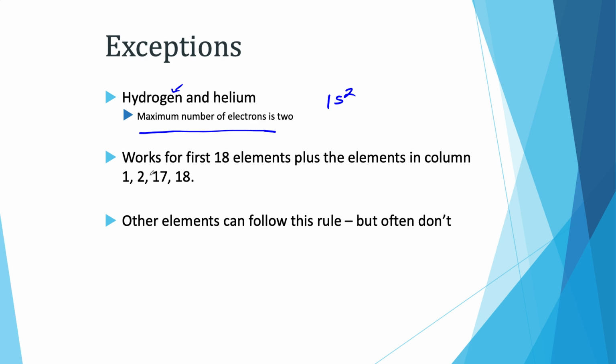Now, this works for the first 18 elements, plus elements in columns 1, 2, 17, and 18. Other elements can follow this rule sometimes, and it depends on the situation, but sometimes it doesn't, especially with transition metals and heavier elements near the bottom of the periodic table. It happens. So we're just giving you the rules right now, how to work with the rules, and we're going to show exceptions later.